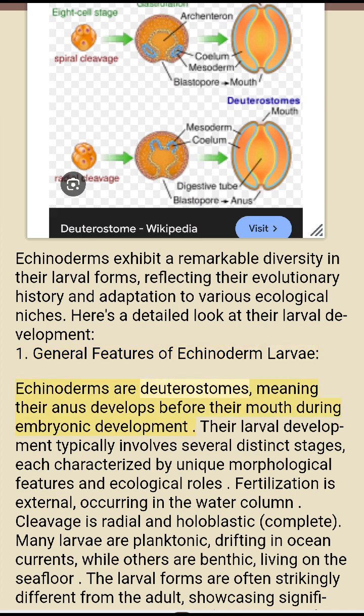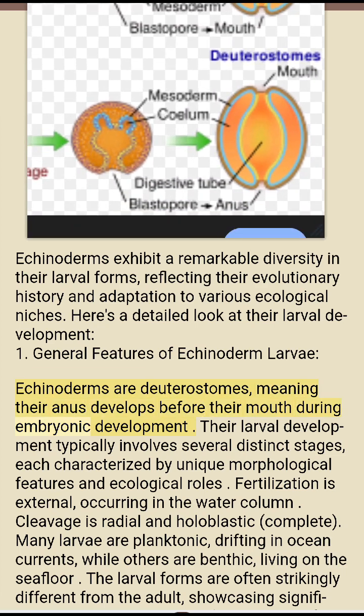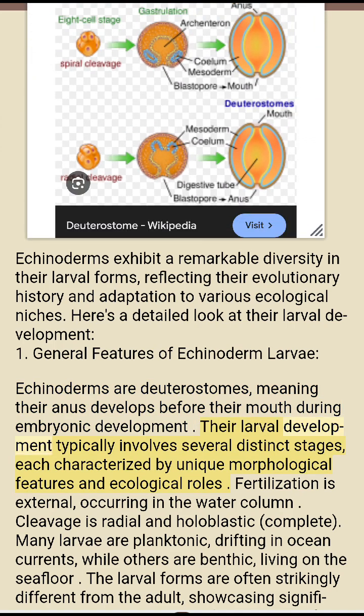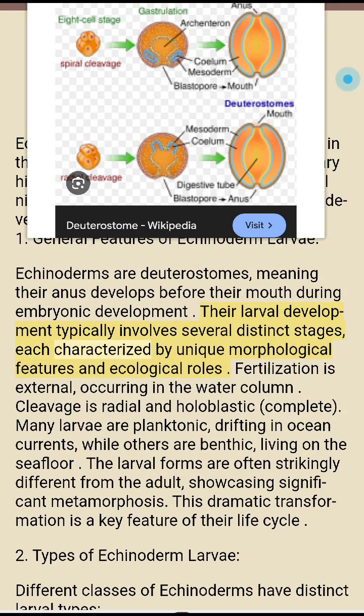Echinoderms are deuterostomes, meaning their anus develops before their mouth during embryonic development. Their larval development typically involves several distinct stages, each characterized by unique morphological features and ecological roles.